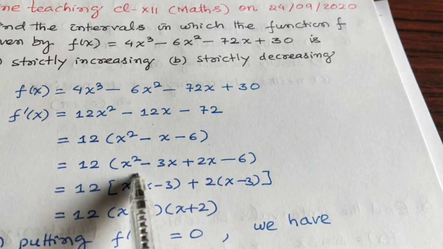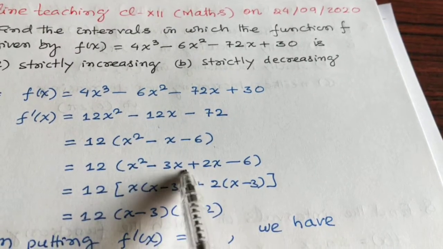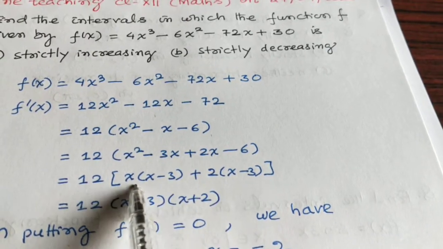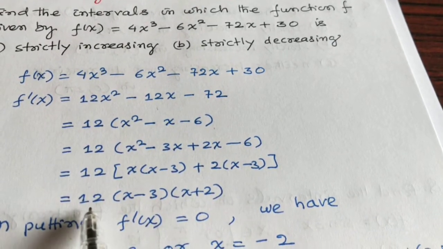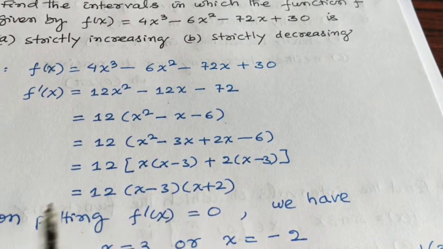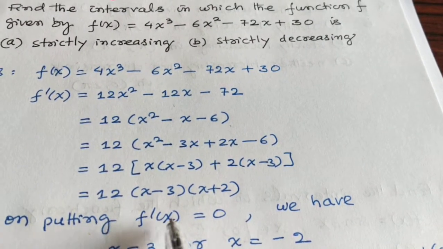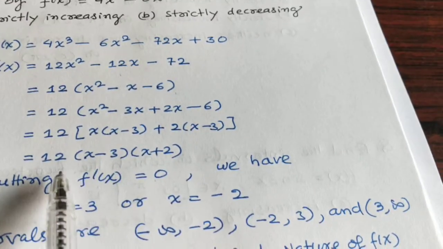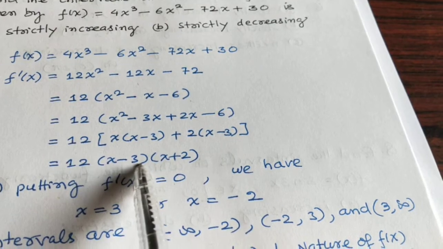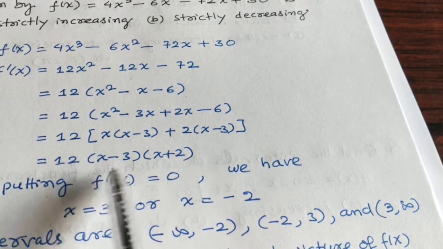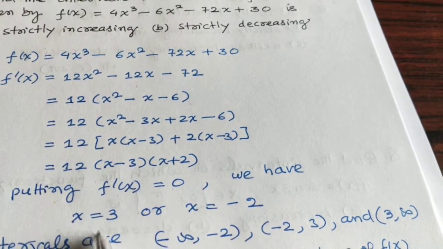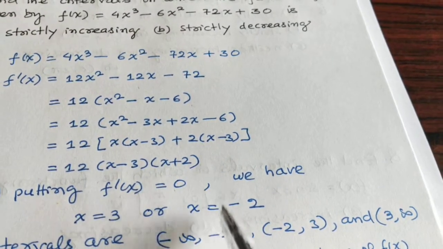So finding the factorization, splitting the middle term, you can get minus 3x plus 2x. So x is taken common. So you have finally got 12 into (x minus 3)(x plus 2). Okay. So on putting f dash x equal to 0, we have this is equal to 0. Then x minus 3 is 0 or x plus 2 is 0. So thereby you are getting x equal to 3 or x equal to minus 2.